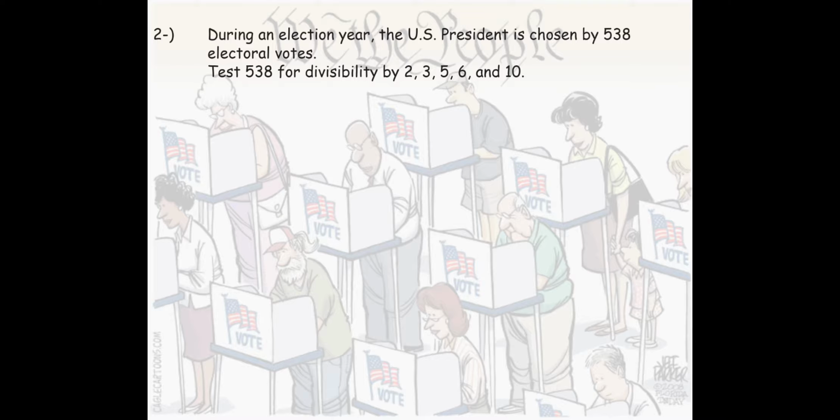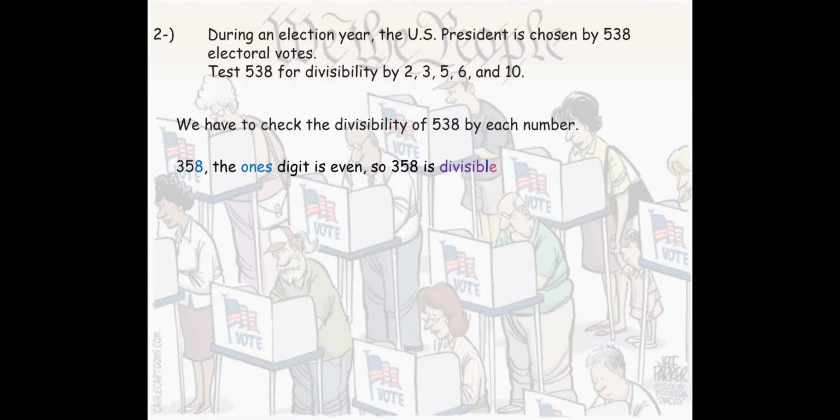Number 2. During an election year, the United States President is chosen by 538 electoral votes. Test 538 for divisibility by 2, 3, 5, 6, and 10. We have to check the divisibility of 538 by each number. 538. The ones digit is even, so 538 is divisible by 2. 3 plus 5 plus 8 is 16, and 16 is not divisible by 3, so 538 is not divisible by 3.